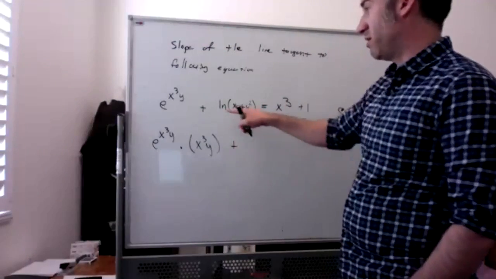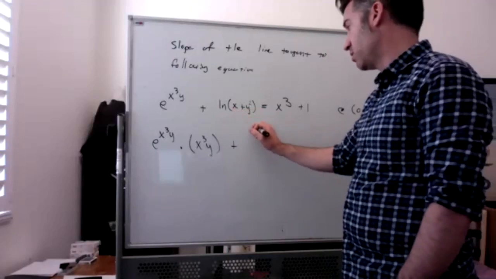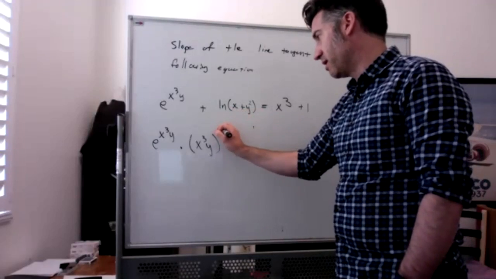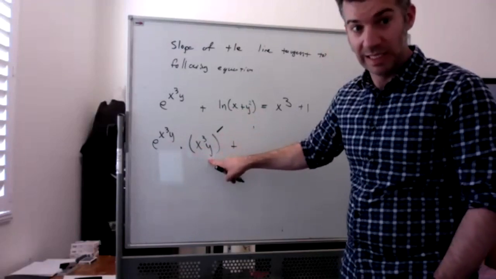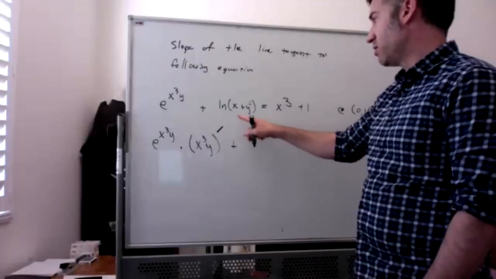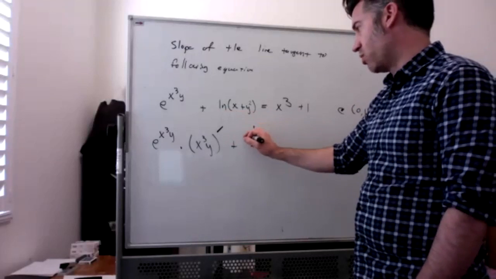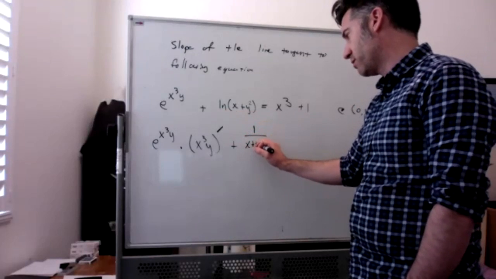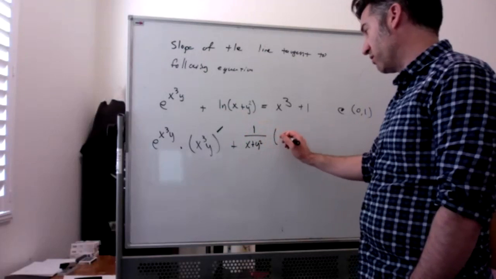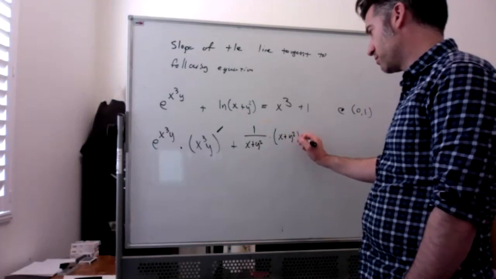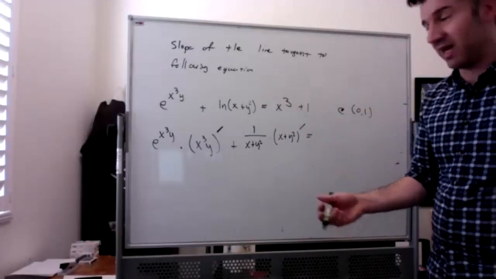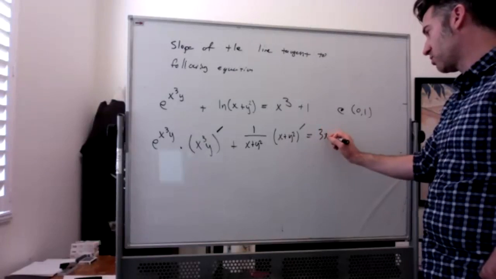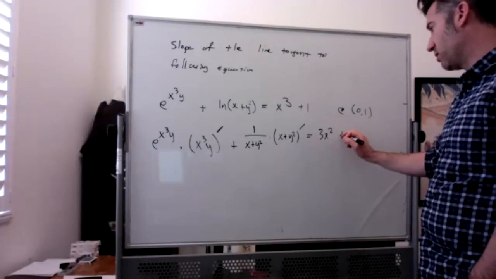Plus, the derivative of the natural log of some stuff is, oh, sorry, I forgot something, right? It's e to the stuff times the derivative of that stuff. Okay, and then the derivative of the natural log of x plus y squared is 1 over your stuff times the derivative of your stuff. The derivative of x cubed, well, since we're talking about derivatives with respect to x, is just 3x squared, and the derivative of 1 is 0.